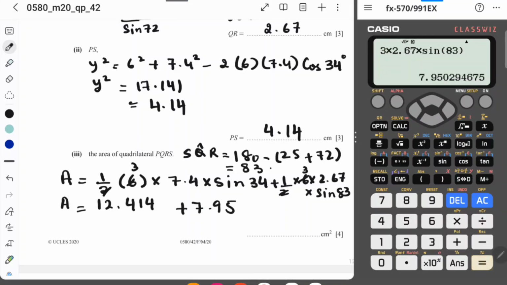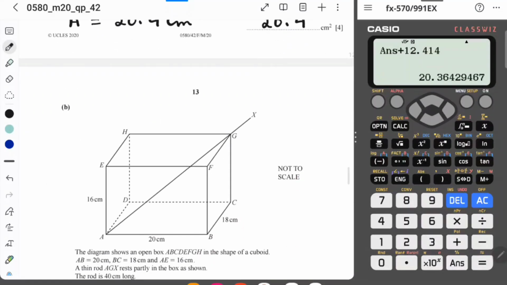Add this 7.95 with the 12.414, so this is 20.364, or you can write 20.4 in 3 significant figures. 20.4 square centimeters is the area of the whole quadrilateral. So that makes 4 marks for this question. All right, let's move on to the next part.